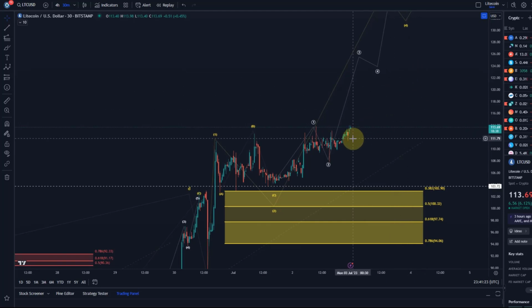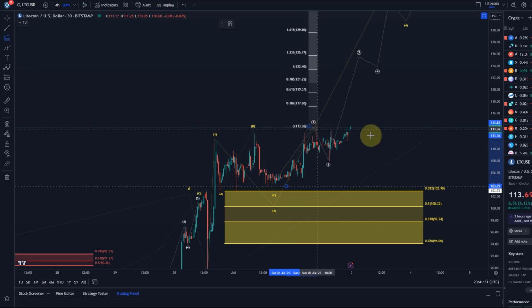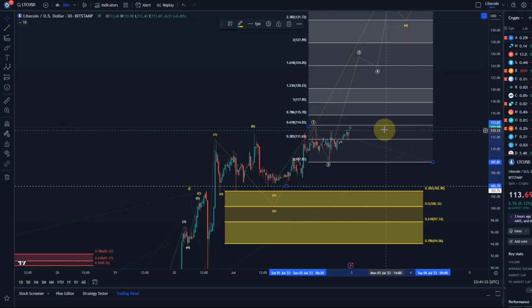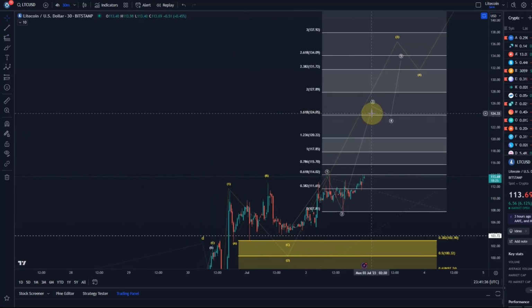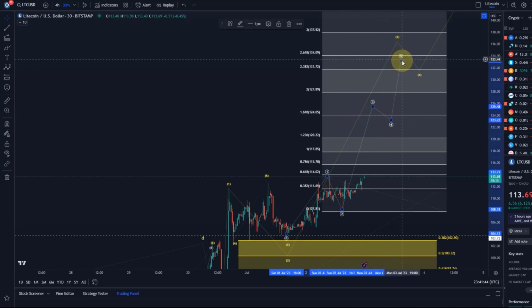So looking at it, what would be the target for the third of a third wave? We can measure that by taking the length of the circle wave 1, and going to the low of the wave 2. The third of a third wave target would be at least the 1.618 extension. So we're talking about roundabout $124, and then we should get a higher low and a wave 5 to the upside.